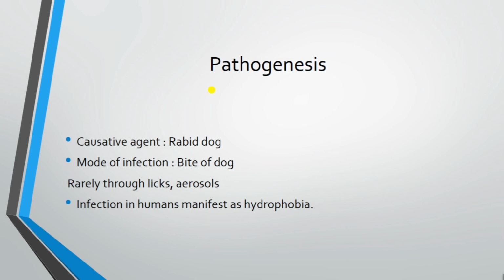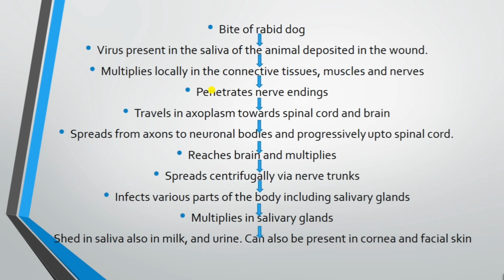Moving on to the pathogenesis of Rhabdoviridae, as we all know, the causative agent is a rabid dog, and the mode of infection is the bite of a rabid dog. Rarely, it can transfer through licks and aerosols. Infection in humans manifests as hydrophobia, phobia to water.